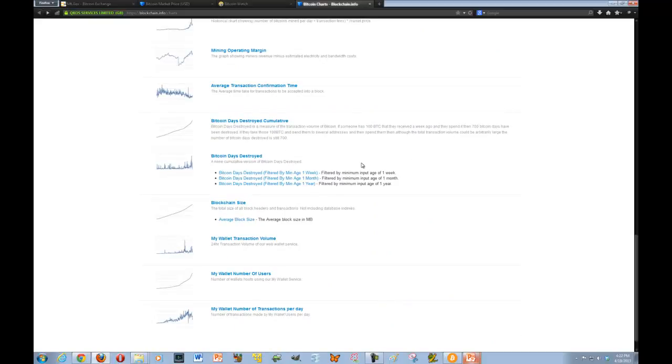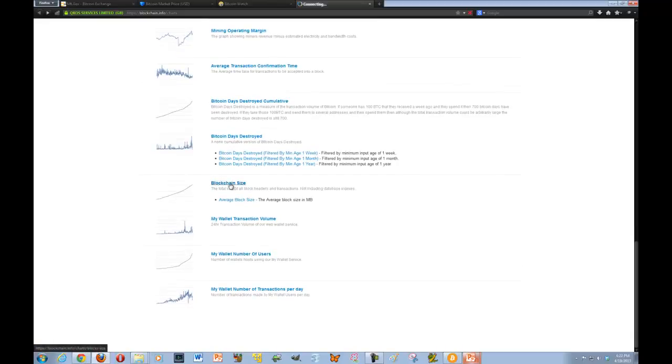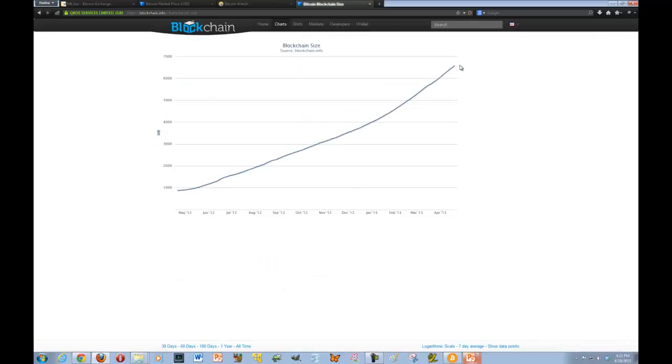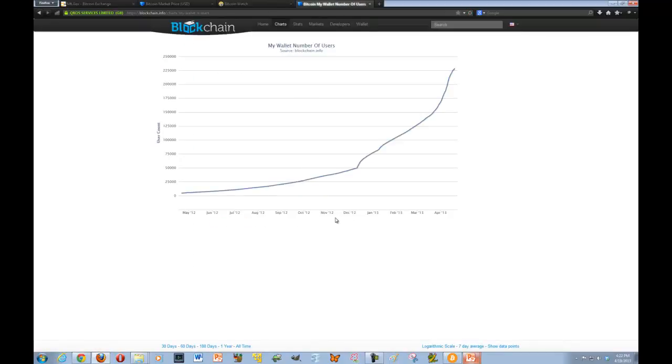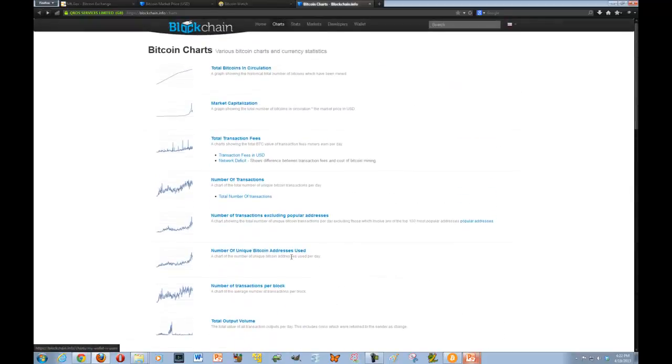Even that notorious Bitcoin days destroyed metric you can actually look at. You can look at the blockchain size. It's almost at 7 gigabytes. It's right now at 6.5. It's nice that it has a pretty linear growth, and you can see that over time it's starting to actually accelerate in growth in comparison here. You can see the number of my wallet users. And there's really just a huge wealth of information here.